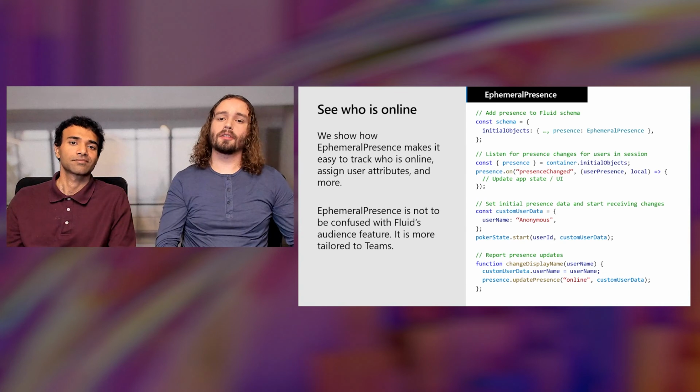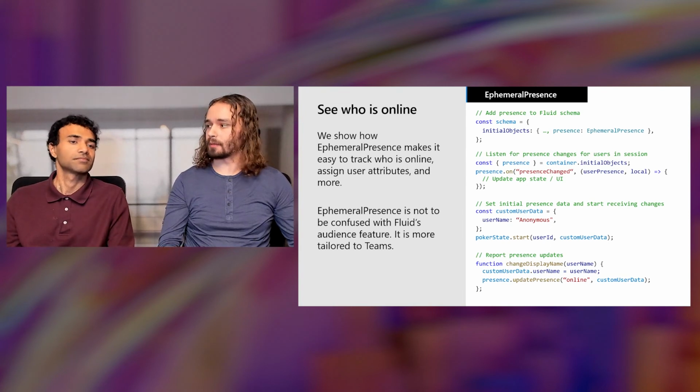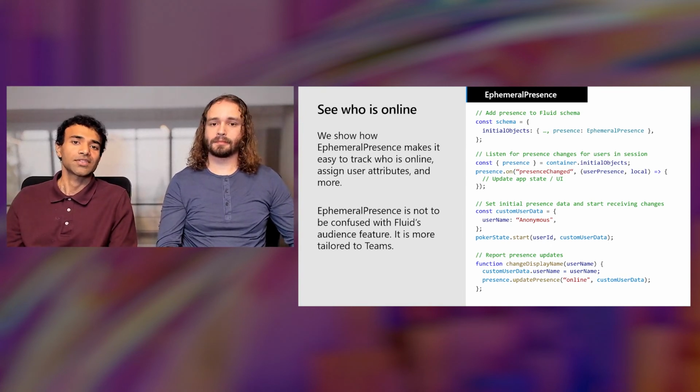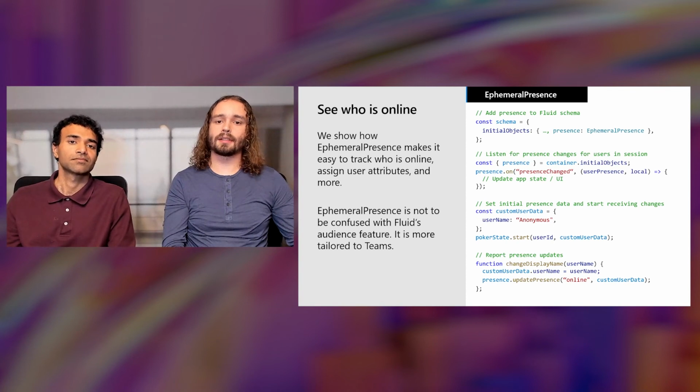Next, let's talk about another ephemeral object called ephemeral presence. Presence makes it easy to track who is online and assign user attributes such as name and profile picture. The important thing to know about presence is that each user self-reports metadata about themselves. This means that nobody can synchronize data for another user. Presence updates are sent at a default interval of 60 seconds. If no presence update is sent after 2 intervals, their status will automatically switch to offline.